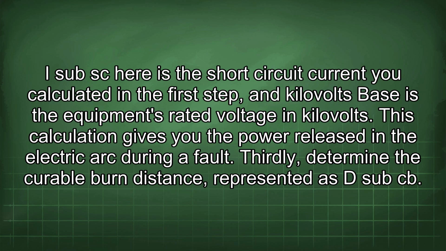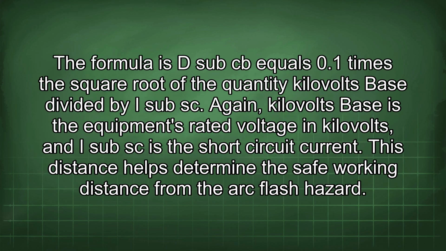Thirdly, determine the curable burn distance represented as d sub Cb. The formula is d sub Cb equals 0.1 times the square root of the quantity kilovolts base divided by I sub Sc. Again, kilovolts base is the equipment's rated voltage in kilovolts, and I sub Sc is the short circuit current. This distance helps determine the safe working distance from the arc flash hazard.